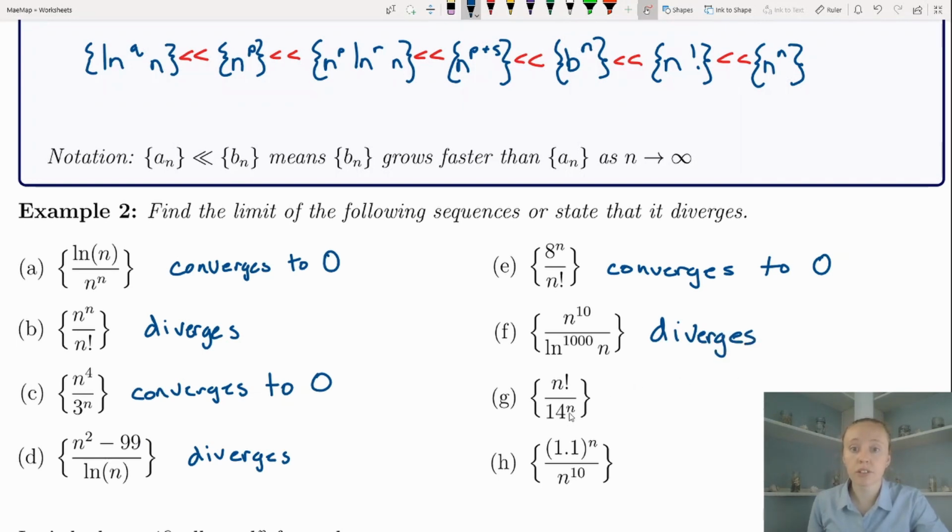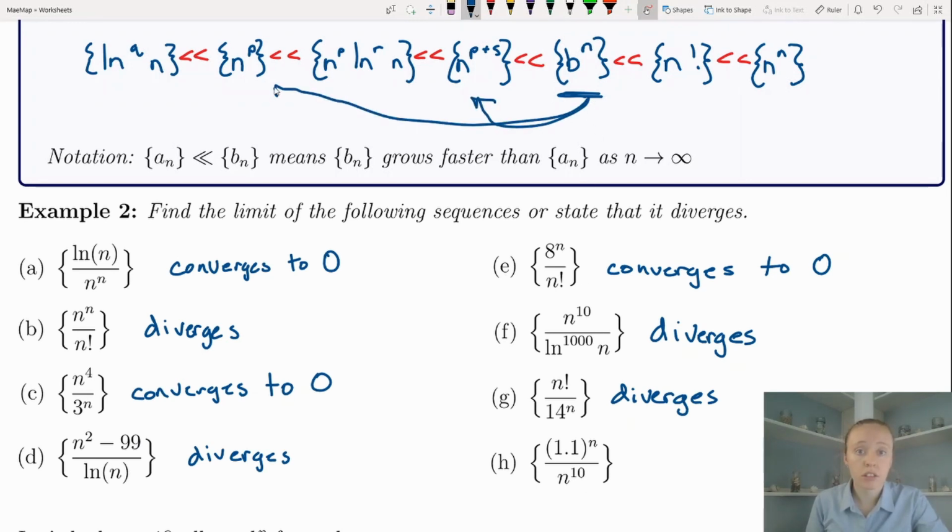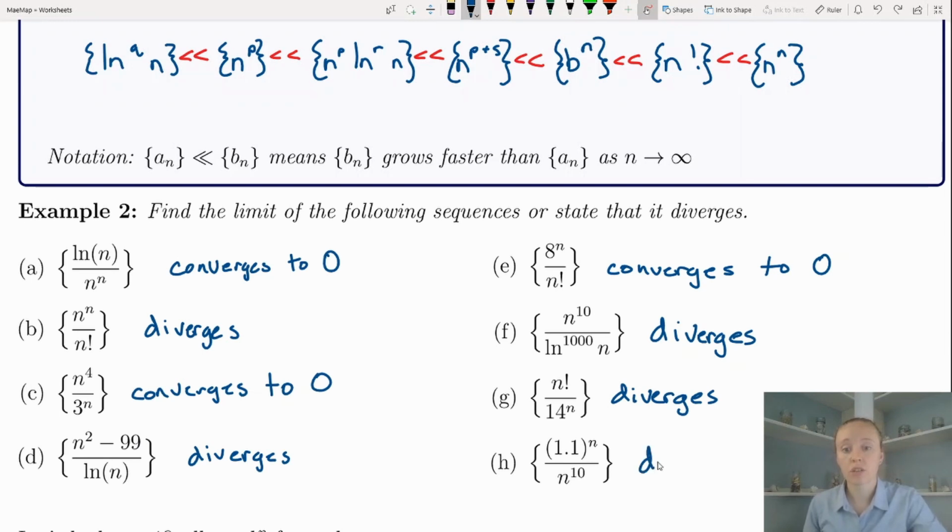N factorial over 14 to the n. N factorial is always growing faster than b to the n, therefore this also diverges because that numerator grows faster. And then 1.1 to the n, so some real number raised to the n, that's a b to the n. And then we have n to the 10th, that would fall before. Therefore, our numerator grows faster, meaning that the overall fraction will diverge. So this sequence diverges as well.